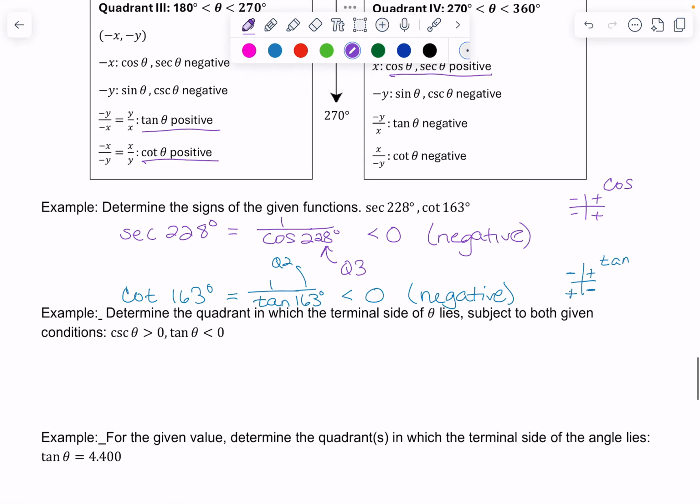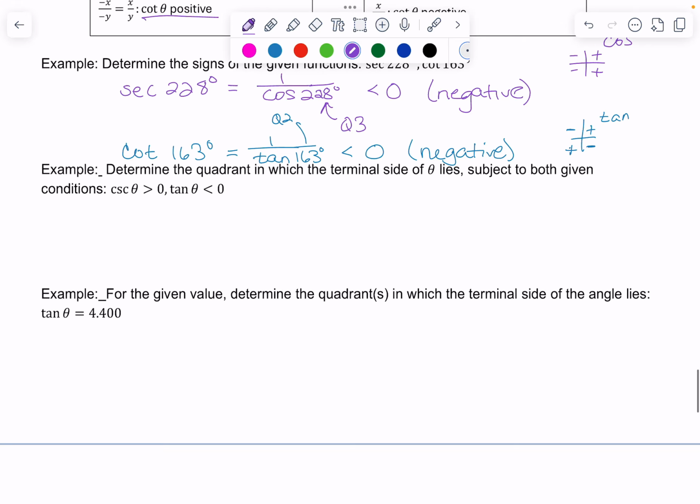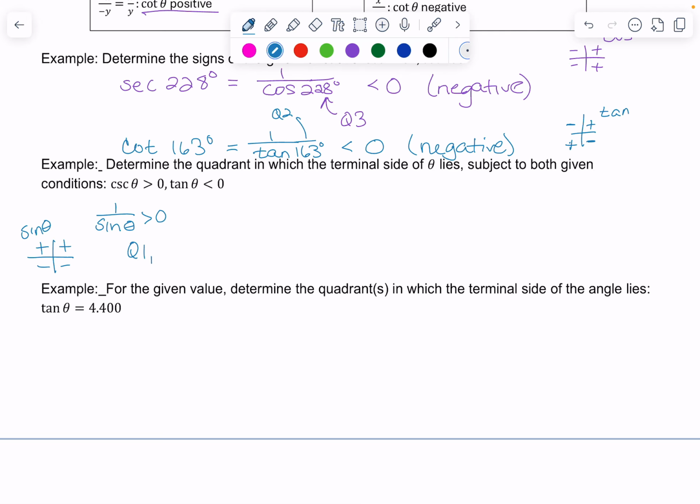Right, we are almost there. All right, the last two problems. Let's see. So we have: determine the quadrant in which the terminal side of theta lies, subject to both the given conditions. So here for the cosecant, what I know is cosecant is equal to 1 over sine of theta, and it's greater than 0. So I want a positive sine. So let's look at sine. So for sine theta, we get all students take calculus. So down here in the bottom half, makes sense, it's the y value. It's negative. So I'm looking at either Q1 or Q2.